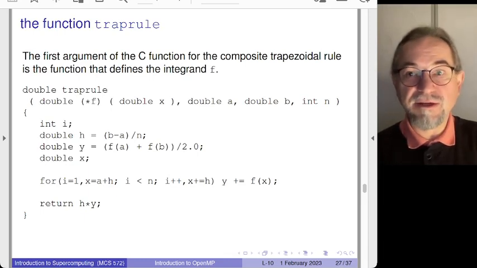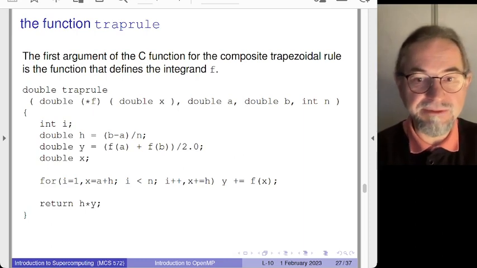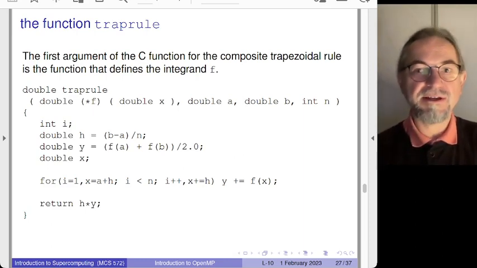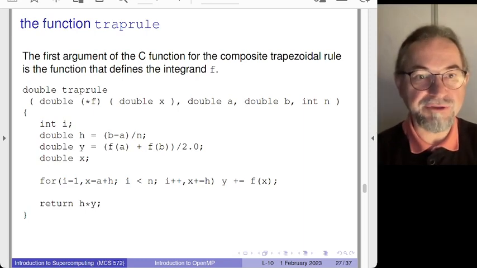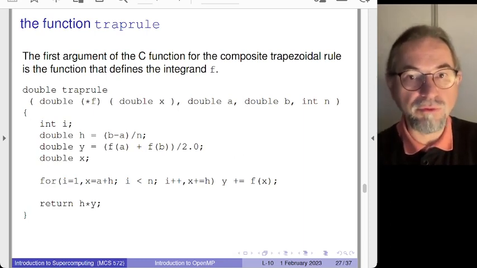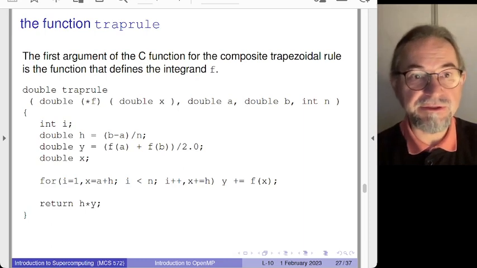All right, so now let's get to, so I'm almost half hour in, I have 20 minutes left in this lecture, let's do something computational. So I have the trapezoidal rule, the composite trapezoidal rule. And this is the C definition. So remember the Julia definition.